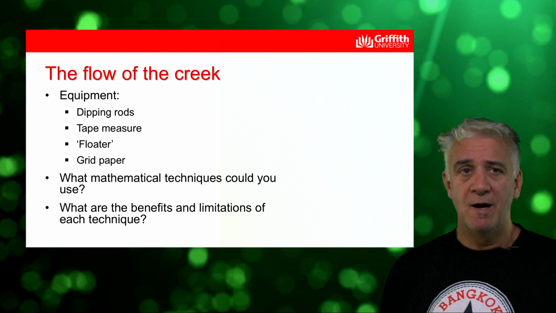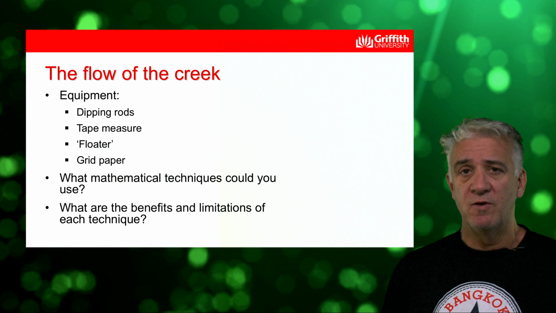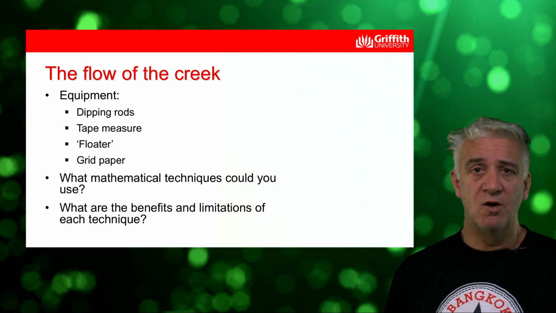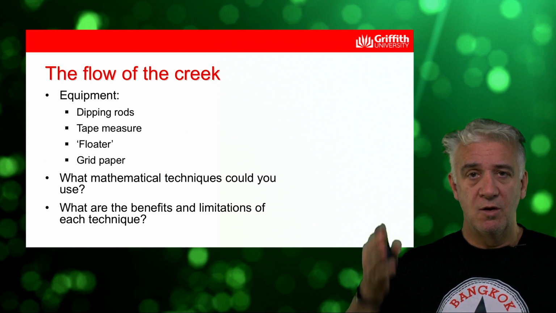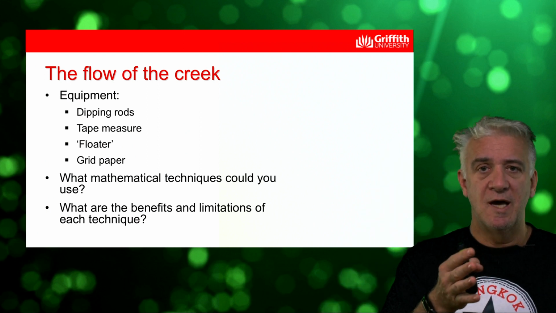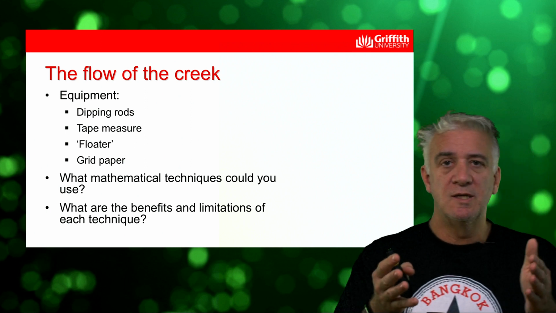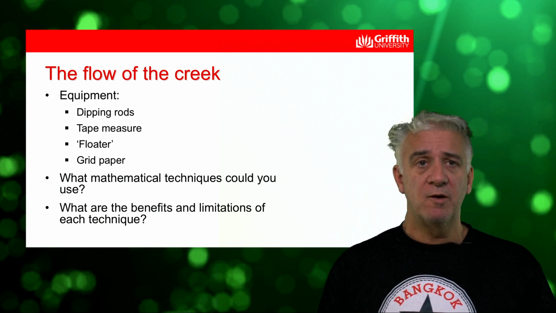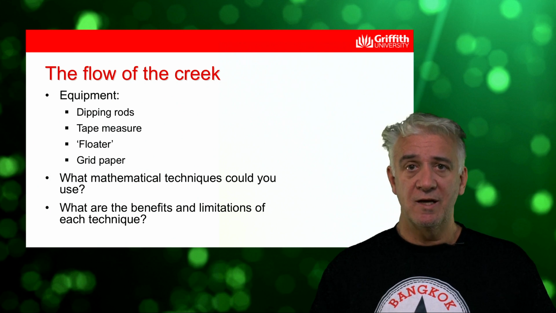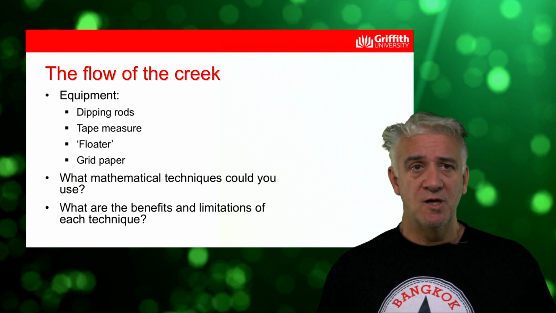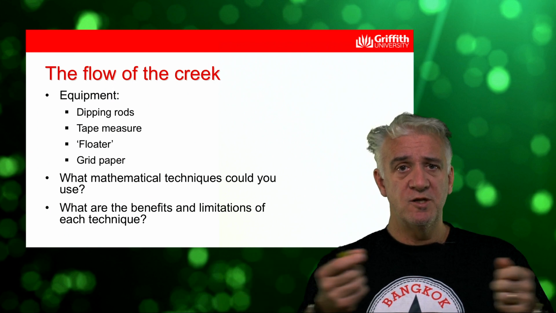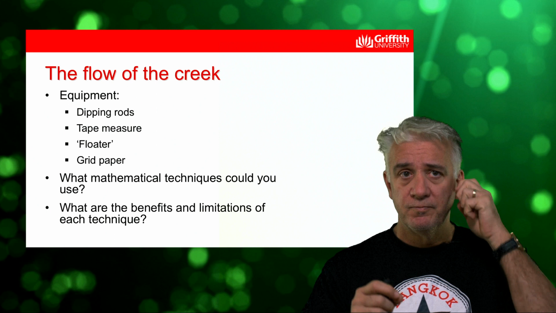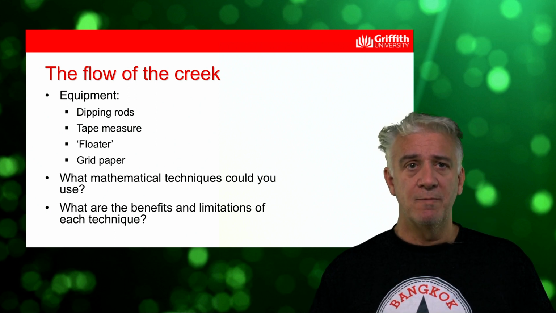But the more difficult part was trying to work out what the volume of water was passing through. And particularly, as you can imagine, a creek is not like a rectangular channel. It's more unusual on the bottom. So we used some dipping rods, which were just pieces of doweling, a tape measure, which we put across the footbridge I mentioned earlier. The floater was the table tennis ball, and then we had some grid paper.